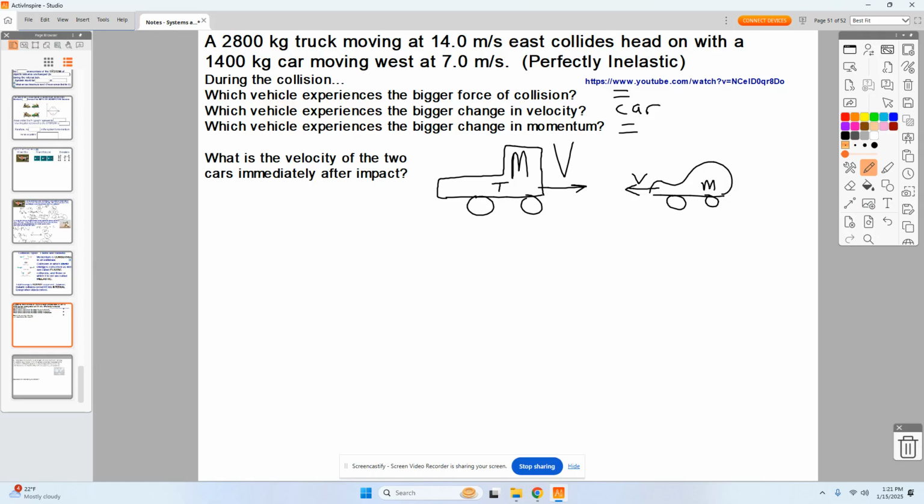Okay, what is the velocity of the two cars immediately after the impact? This would be a hit and stick, perfectly inelastic collision. It's really not too bad. I'm going to write it like so. Sum of the momentum before is equal to the sum of the momentum after. Both objects are moving. We can handle that. The mass of the truck times the velocity of the truck initially. I'm going to add to that the mass of the car times the velocity of the car initially.